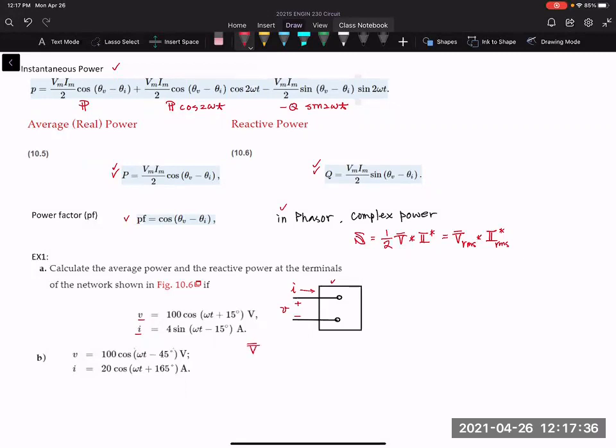What is the V here from this one? That's 100 with an angle of 15 degrees, right? What about I? That is 4 with an angle of negative 15 minus 90 degrees, right? That's what we told you before about how you do a phasor transformation. For sine, you have to subtract 90 degrees. So that means this is a 4 with negative 105 degrees. So my theta V is 15 degrees, and my theta I is going to be negative 105 degrees.